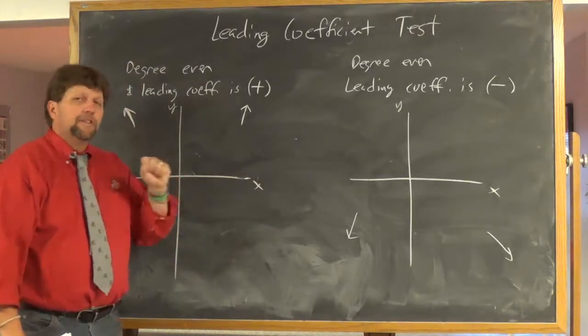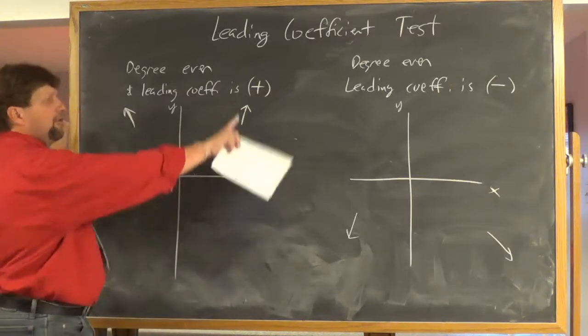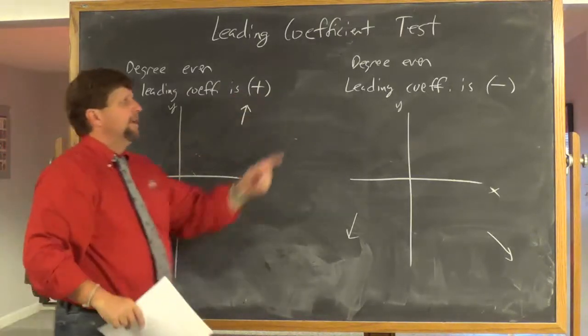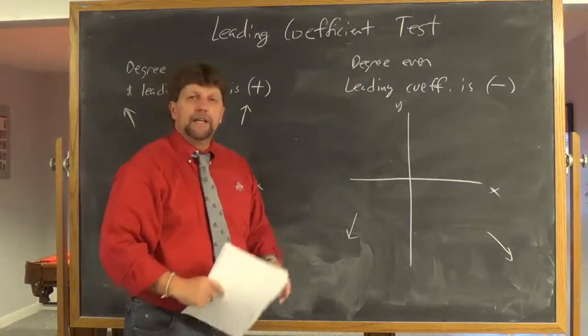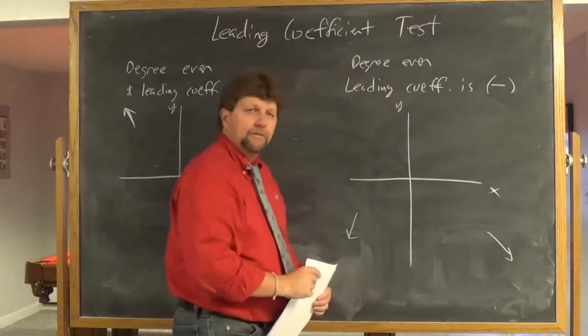If the degree is even and the leading coefficient is positive, both ends are shooting up. If the degree is even and the leading coefficient's negative, both ends are shooting down.